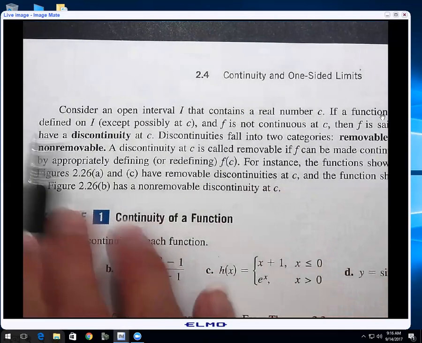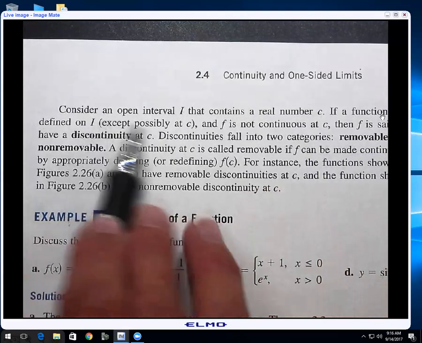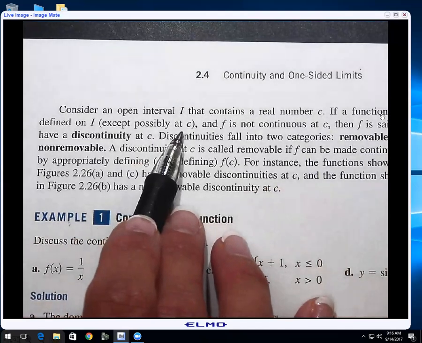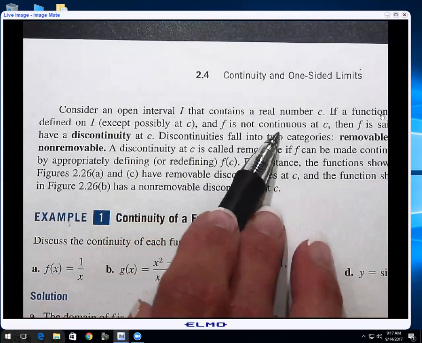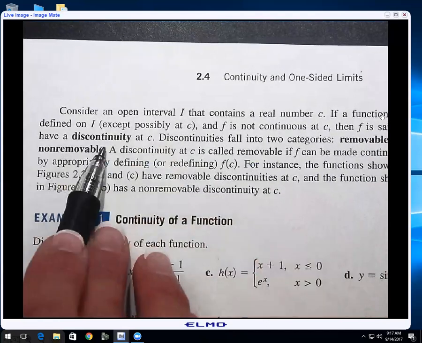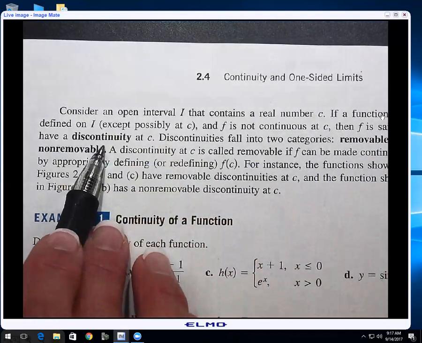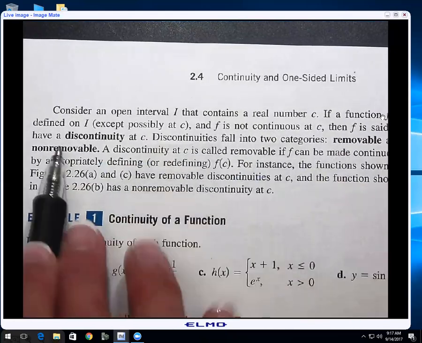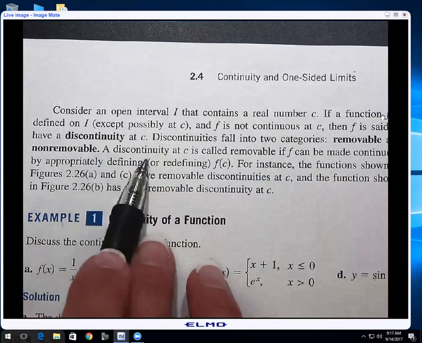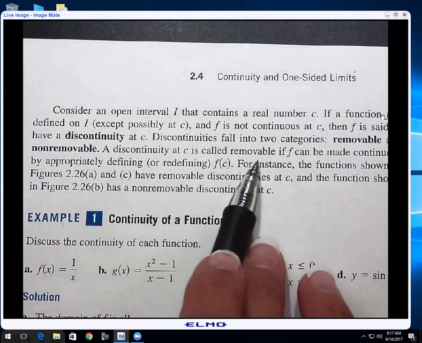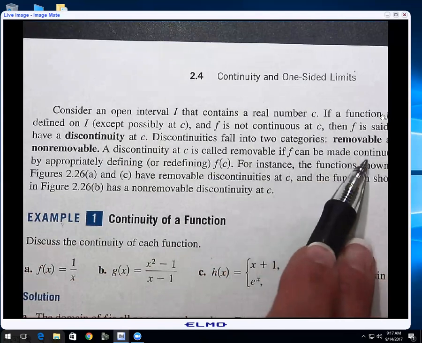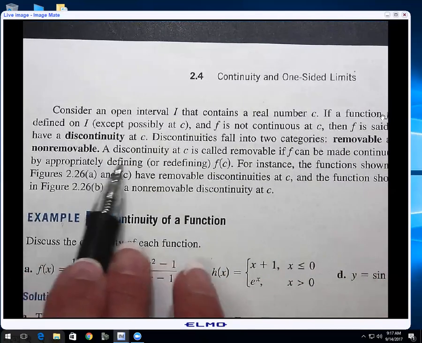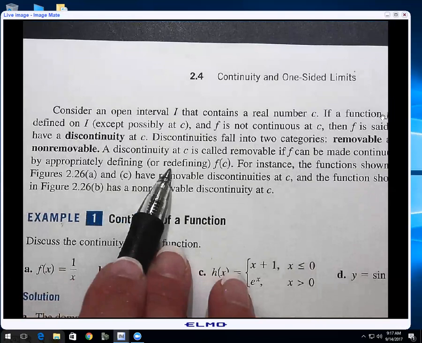If a function is defined on an interval I, except for possibly at some point C, and f is not continuous at C, then it's said to have a discontinuity at C. You say there's a discontinuity at x equals 2, or there's a discontinuity at x equals 4. Discontinuities fall into two categories, removable and non-removable. A discontinuity at C is called removable if the function can be made continuous by appropriately defining or redefining f of C.